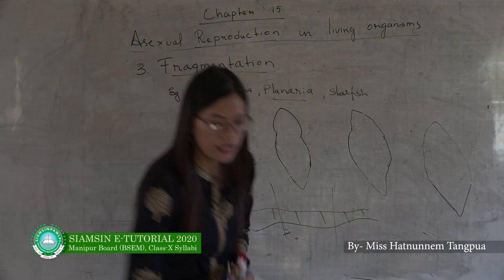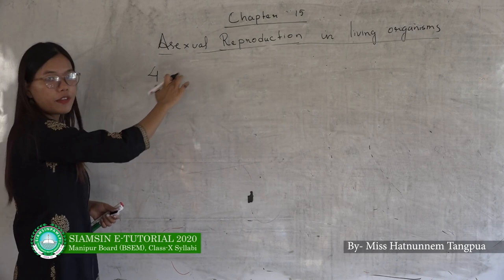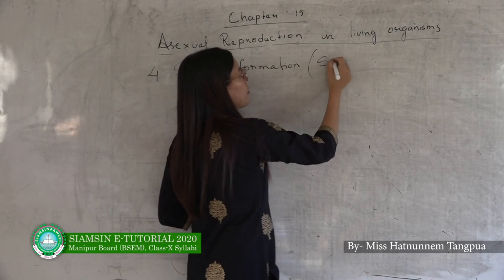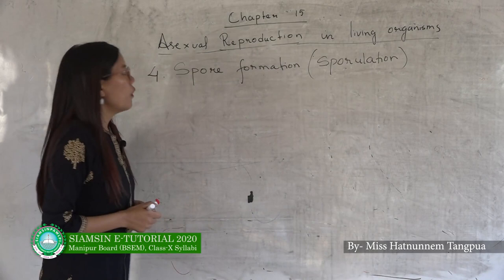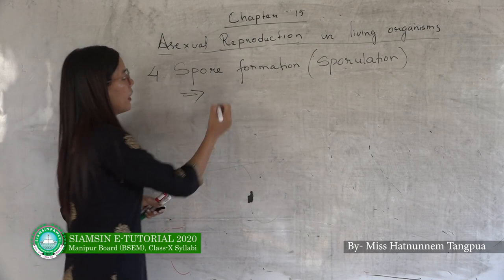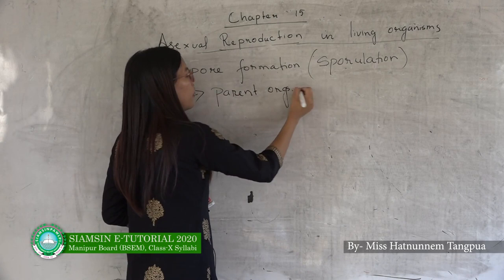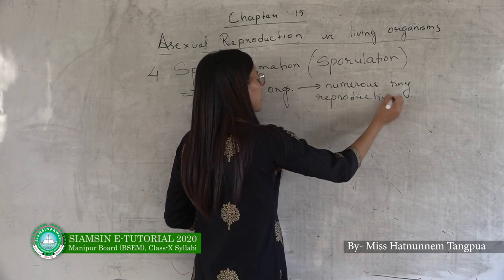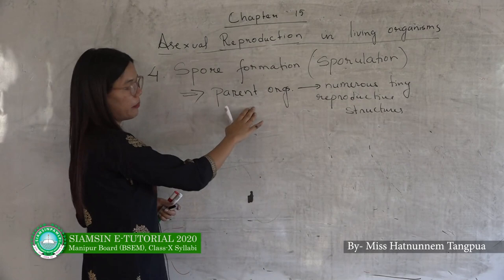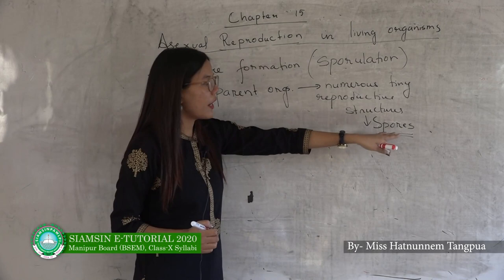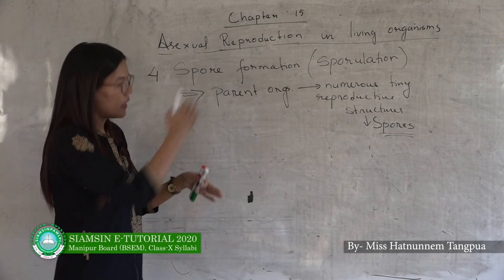The next type of asexual reproduction is spore formation, also called sporulation. It is a method of asexual reproduction where the parent organism forms numerous tiny reproductive structures. These tiny reproductive structures are called spores. Spores have the ability to grow into a new individual. That process is known as spore formation or sporulation.